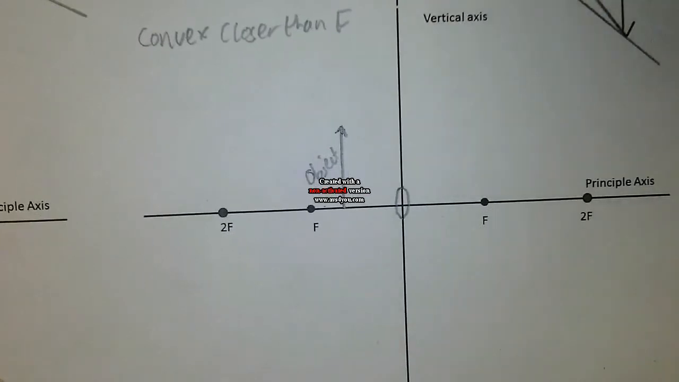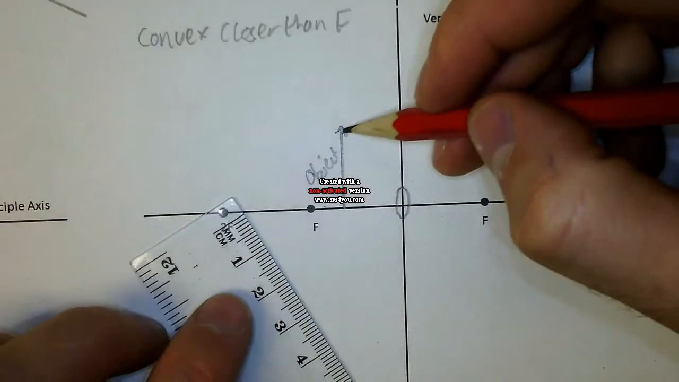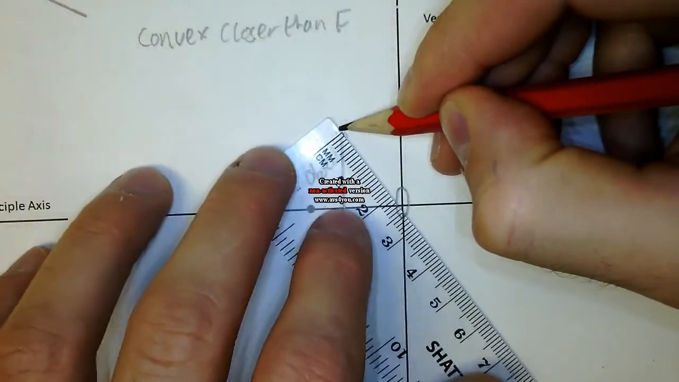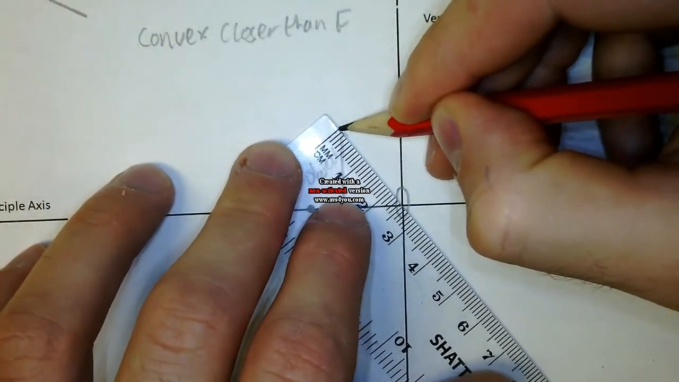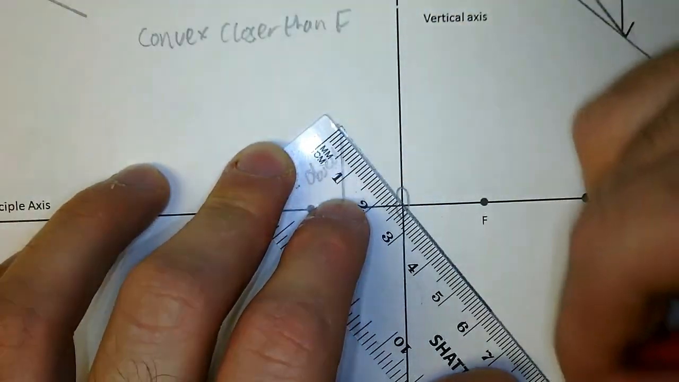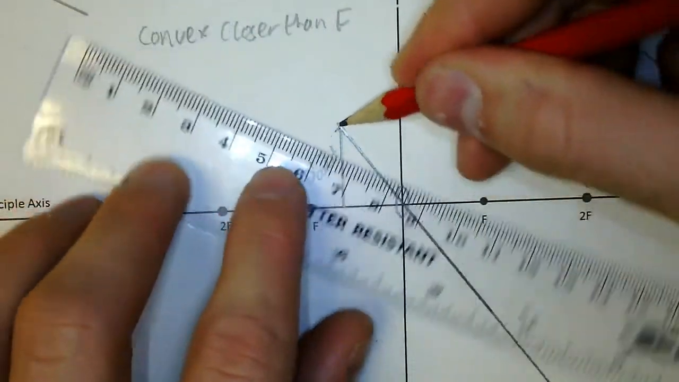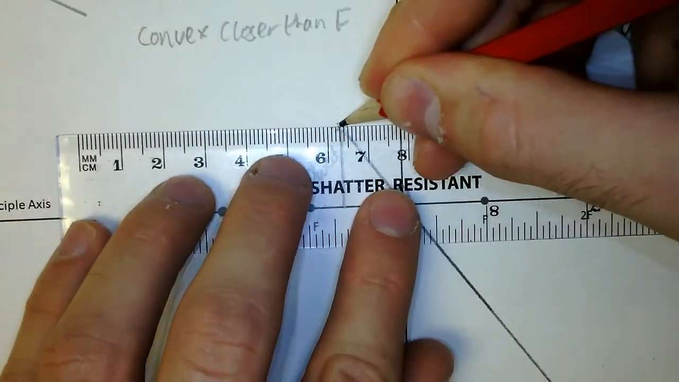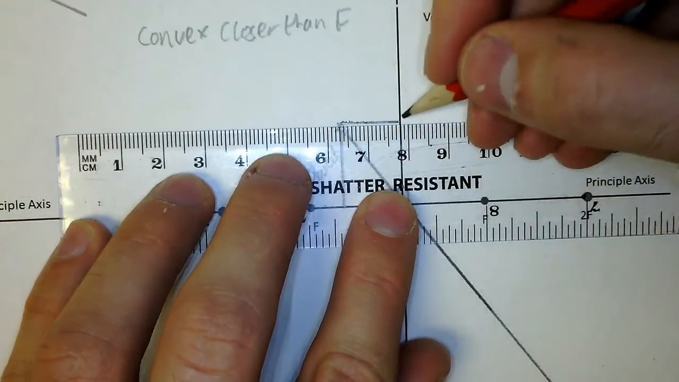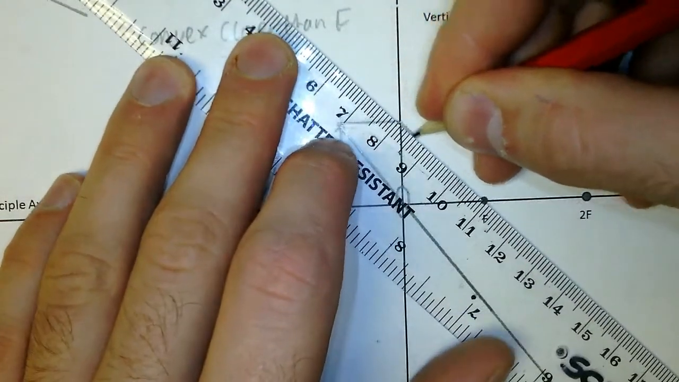So, like I said, last one we're going to do when you've got the object closer than the focal point. So this time, again, it's exactly the same starting point. We do a line straight through the centre of the lens, as far down as we can go. And then we also do a line parallel to the principal axis. And then, because it's a convex lens, we're going to converge the light this way.